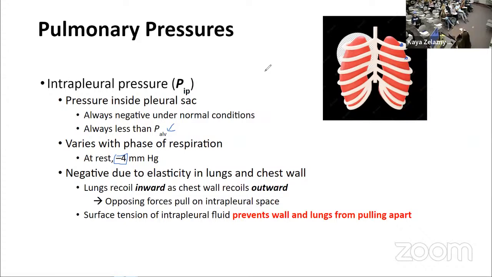Okay, yeah. So we have our lungs and our chest wall pulling against each other, right? And if we let them do that, if we don't hold them to each other, you end up with a collapsed lung. So we do not want a collapsed lung. So we have a tiny bit of fluid between those two layers.